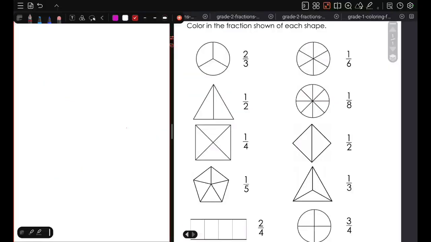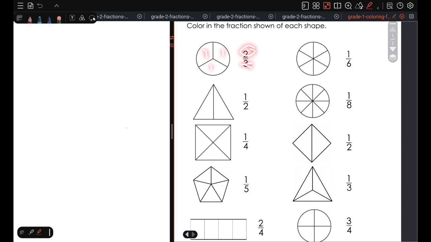So this exercise is called color in the fraction showing of each shape. So I have a fraction, and I want to color the parts that it needs. We said that the numerator, the number up, represents the colored parts, and the number down is the denominator, the number of total parts. So I have here 3 parts, 1 2 3, and I need to color only 2 parts, 1 2.